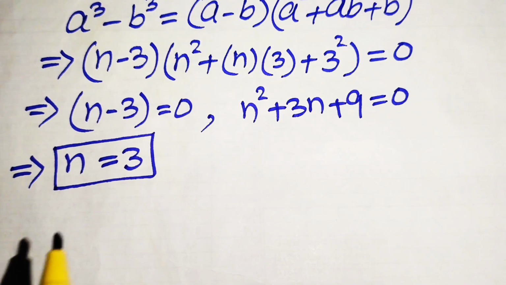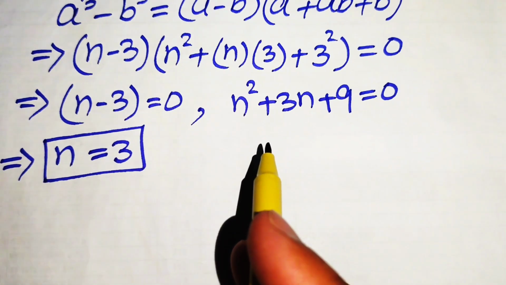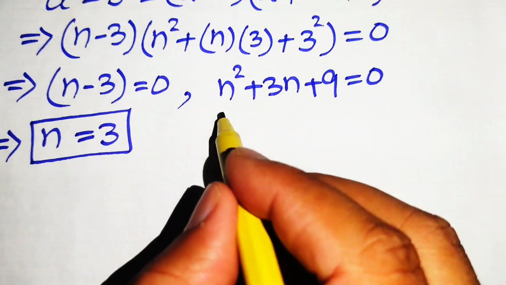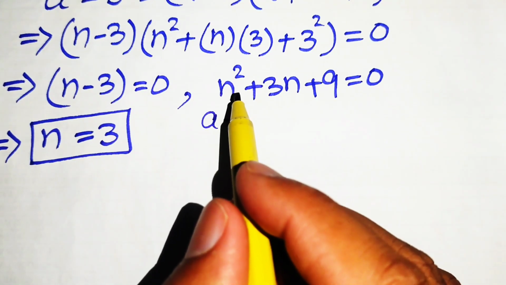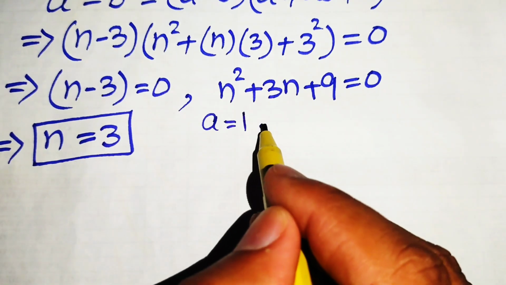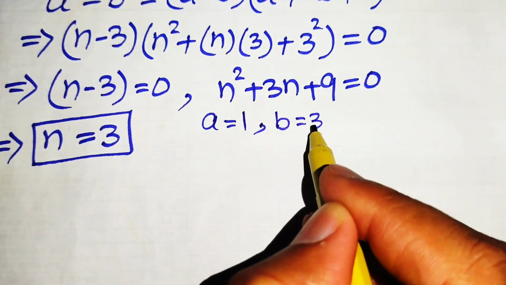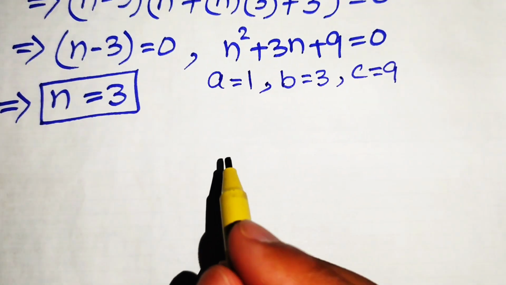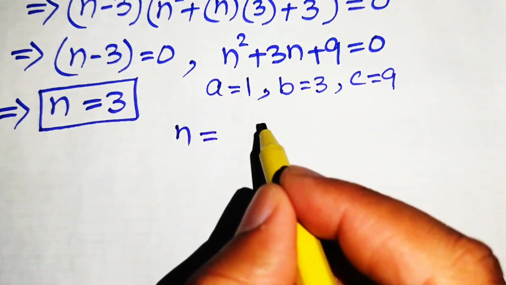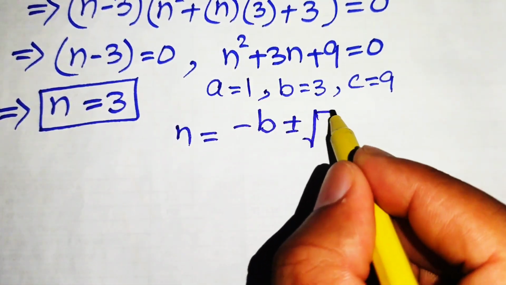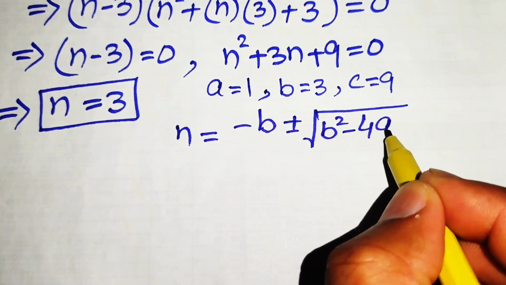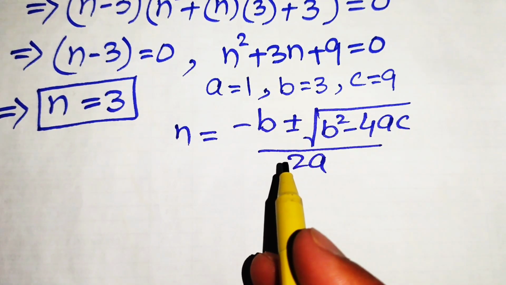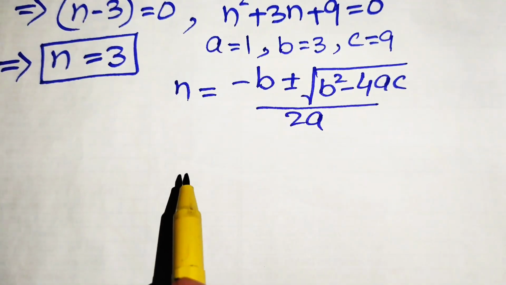Now in the next step we need to solve this quadratic equation. In order to solve it, first we write the coefficients of this equation, and after that we use the quadratic formula. The coefficient of n square is denoted by a, so it is 1, and the coefficient of n is denoted by b, and it is 3, and the term without n is denoted by c, so it is 9. You know very well the quadratic formula: n equals minus b plus minus square root of b square minus 4ac, divided by 2a. This is known as the quadratic formula, and now we substitute these three values.